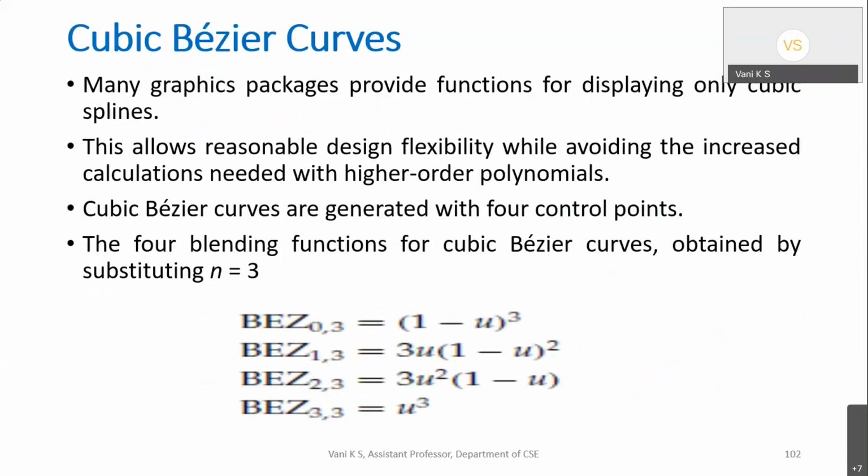Cubic Bezier curves have 4 control points, and the polynomial degree will be 3, because the polynomial degree is the number of control points minus 1. I hope it is clear. The polynomial degree of a Bezier curve will be the number of control points minus 1. So when you have 4 control points, what will be the polynomial degree? It will be 4 minus 1, 3. So I can call it a cubic Bezier curve.